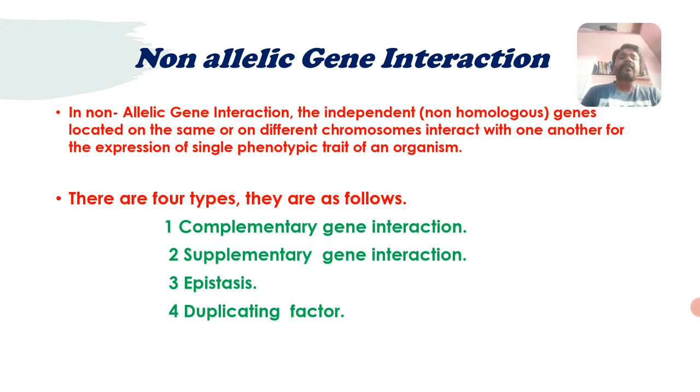There are 4 types of non-allelic gene interactions. One is complementary gene interaction, second is supplementary gene interaction, third is epistasis, and last is duplicating factor. But for your syllabus, only 3 of them: complementary gene interaction, supplementary gene interaction, and epistasis. In that there are 2 types of epistasis we are supposed to study: one is dominant epistasis and another is recessive epistasis.